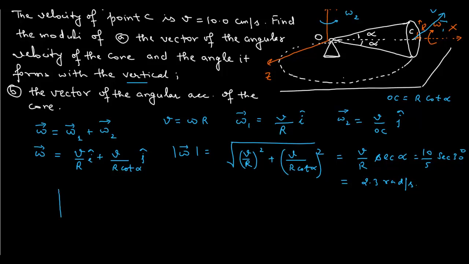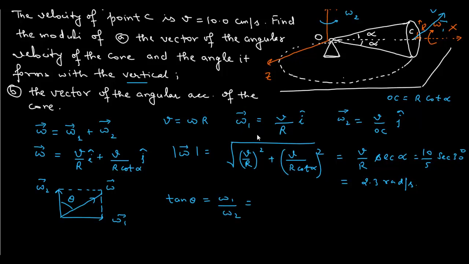So this is the direction of omega 2 and this is the direction of omega 1, and its resultant, that is omega, is in this direction, and we have to find this angle. Clear? So let this angle be theta. So from this figure we can write tan theta equal to omega 1 by omega 2.